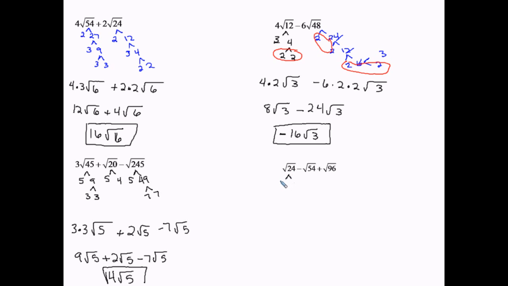24 is 4 times 6, and 4 is a perfect square, which lets me think that these are going to each divide by 6 and have 6 left over. So I can take that 54 and divide it by 6, and I get a 9. And the square root of 9 is 3. And I can take that 96 and divide it by 6, and I get 16. And the square root of 16 is 4. 2 minus 3 is negative 1, plus 4 is 3.